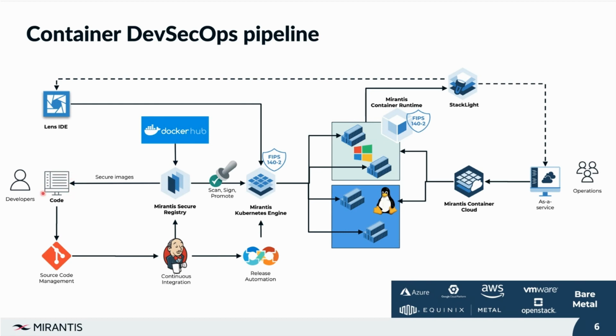When your code is built, that gets checked into source code management. Your continuous integration process kicks off to build the images and store them in your local registry. Then your release automation process will either take that and deploy it onto the end servers, or, using an orchestrator like Kubernetes Engine or Docker Swarm, push them out into your data centers, whether on-prem or in the cloud. And that's where the actual containers run, and this is where the container runtime exists.